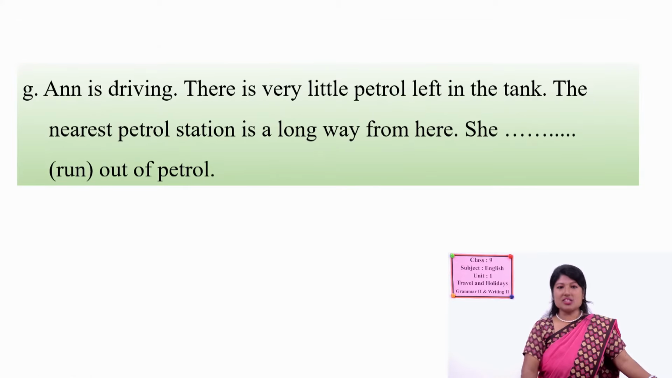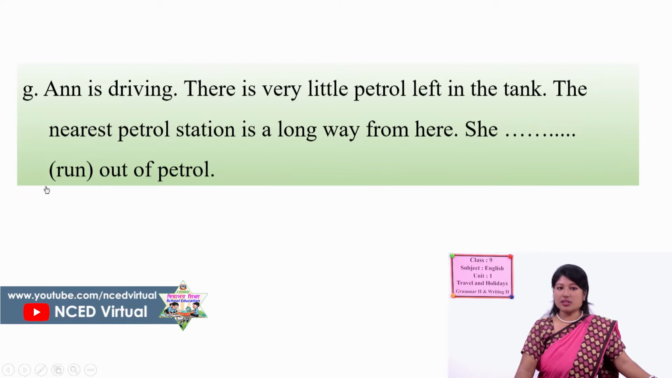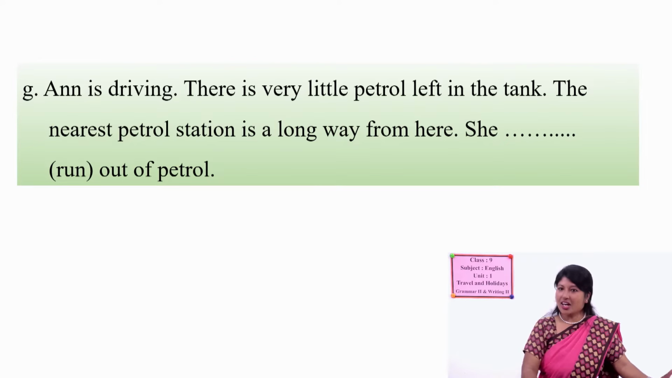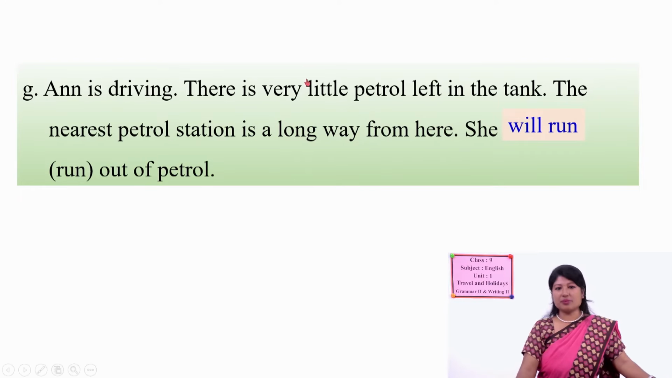Likewise, number G. Someone is driving. There is very little petrol left in the tank. The nearest petrol station is a long way from here. She run out of petrol. Run is the verb that we need to use over here. So which form? Let's see. Have you guessed? Okay, the right answer is she will run out of petrol.